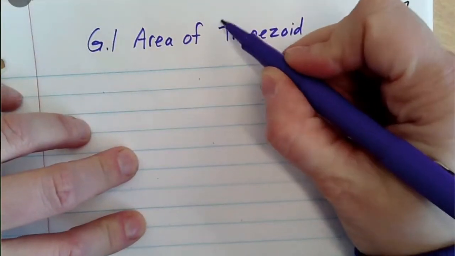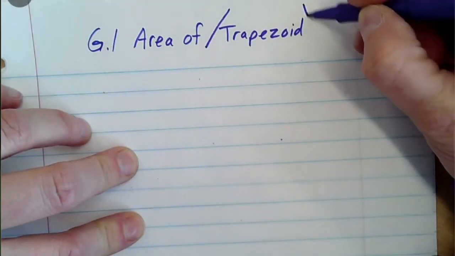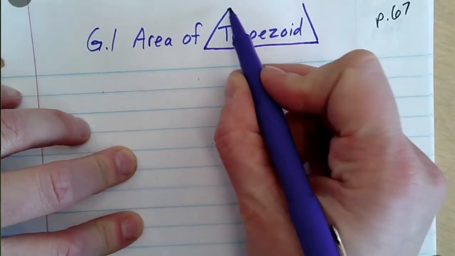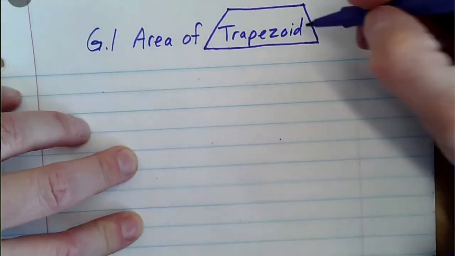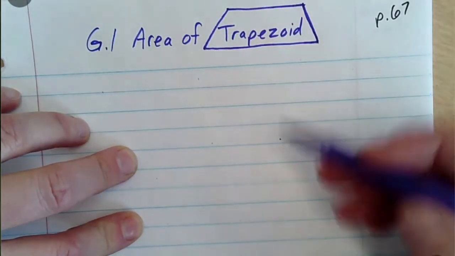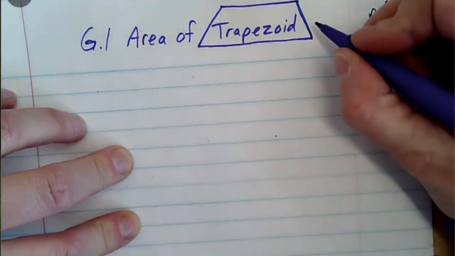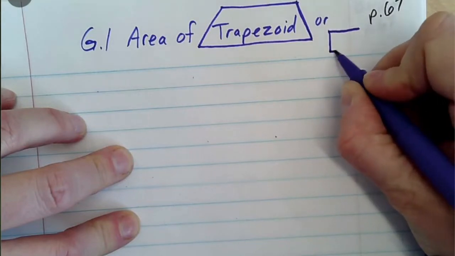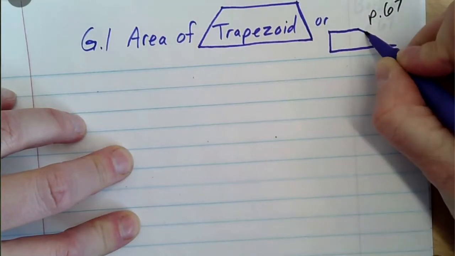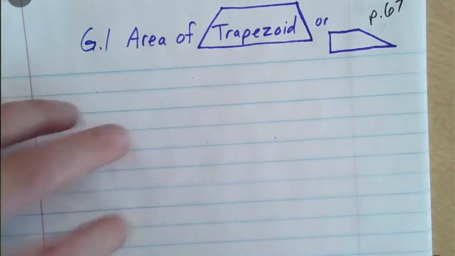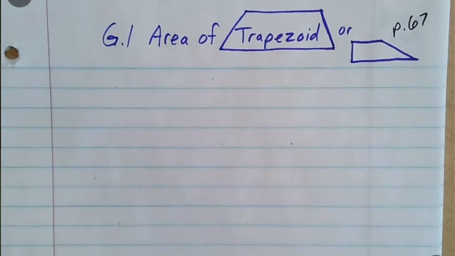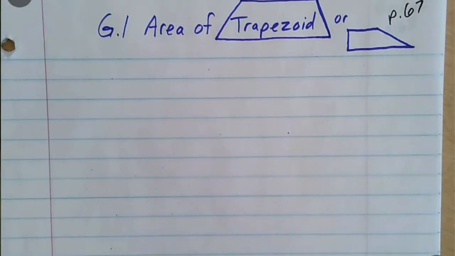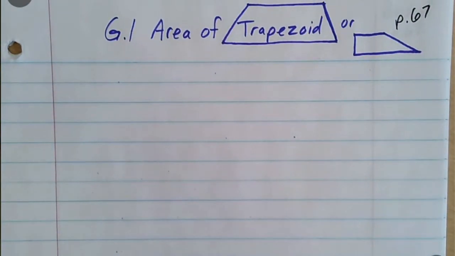So some trapezoids kind of look like this. What makes them a trapezoid? They only have one set of parallel sides, so the bottom and the top are parallel. Or you may see trapezoids that look like that. So you've got one set of parallel sides, like the top and the bottom of both of these are parallel to each other. What did we learn about trapezoids after watching our video?